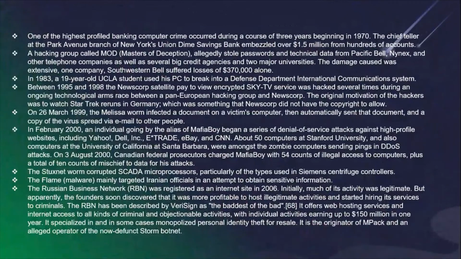One of the highest profile banking computer crimes occurred over the course of 3 years beginning in 1970. The chief teller at the Park Avenue branch of New York's Union Dime Savings Bank embezzled over $1.5 million from hundreds of accounts.